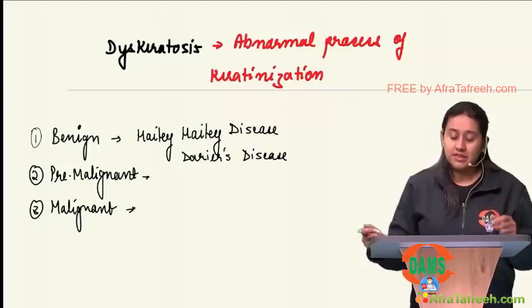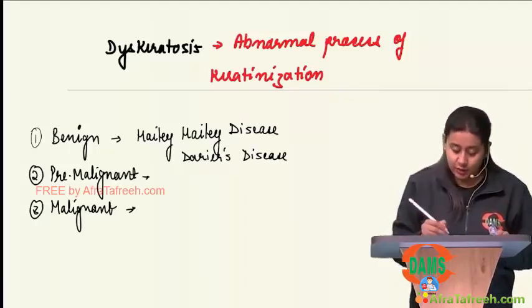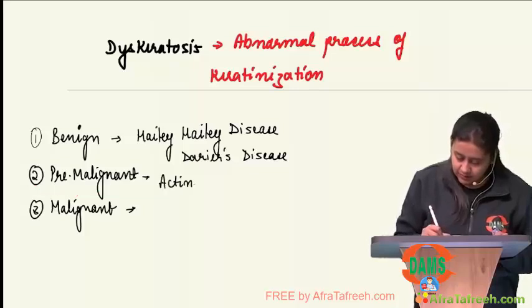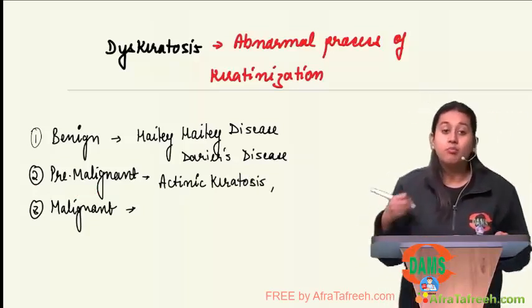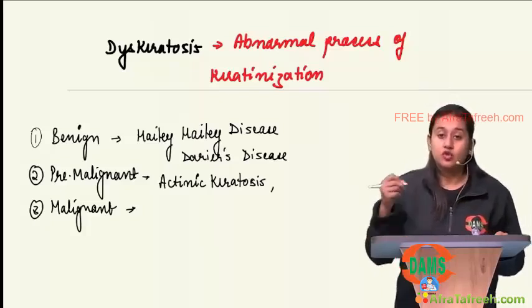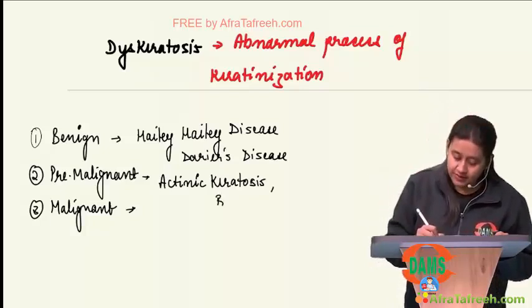What are the pre-malignant conditions? We have two pre-malignant conditions which present with dyskeratosis. One is actinic keratosis. The next one is Bowen's disease. What is Bowen's disease? It is squamous cell carcinoma in situ.